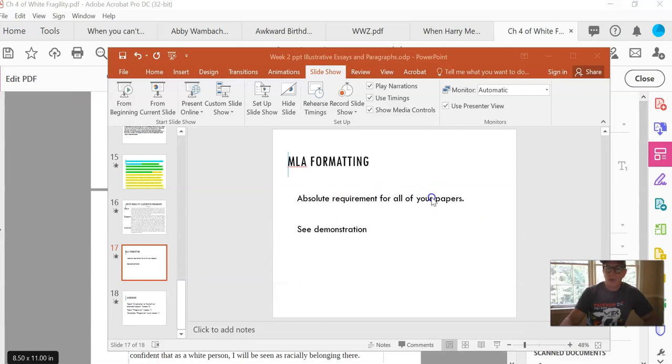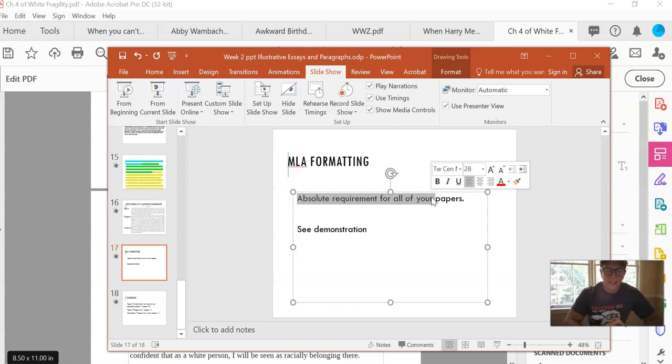Absolute requirement for all your papers. Like 10% of your essay grade is just MLA formatting. And so if you just download the template and write your essay in that document, that's it. You get at least 10 points. I mean, that's just 10 points right there in the bucket. Fantastic.